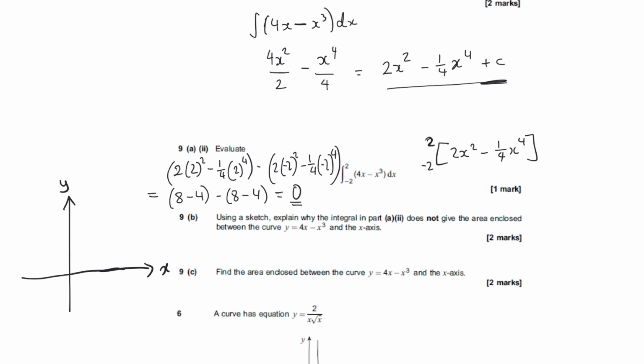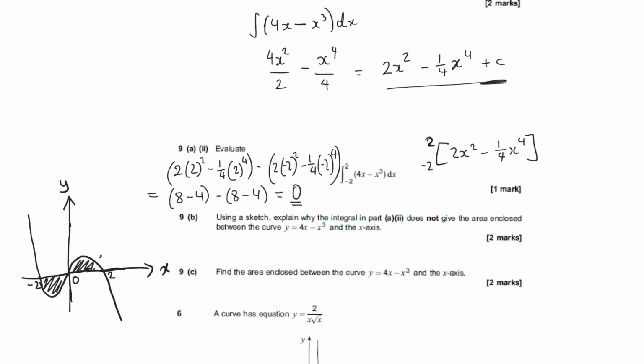So that would be terrible. I'm going to do that again. Okay, better. So this is roughly what the 4x minus x cubed would look like. So then I'm going to draw the 0, the 2, the minus 2. So the reason why it's given us 0 is because we've worked out this area and this area.